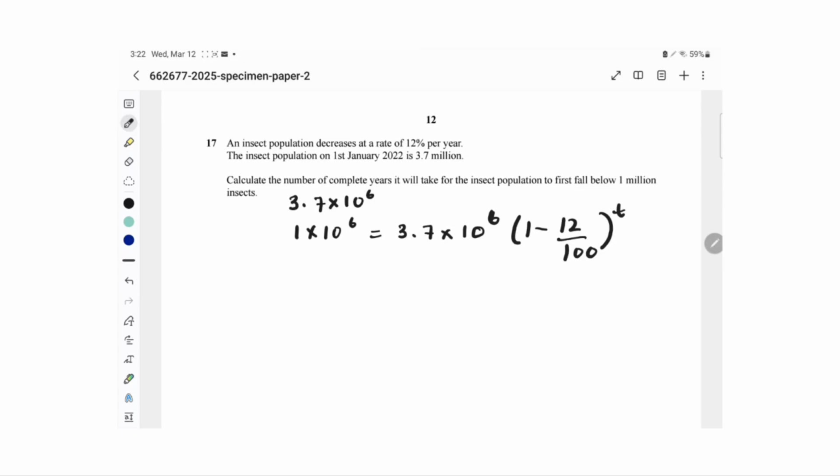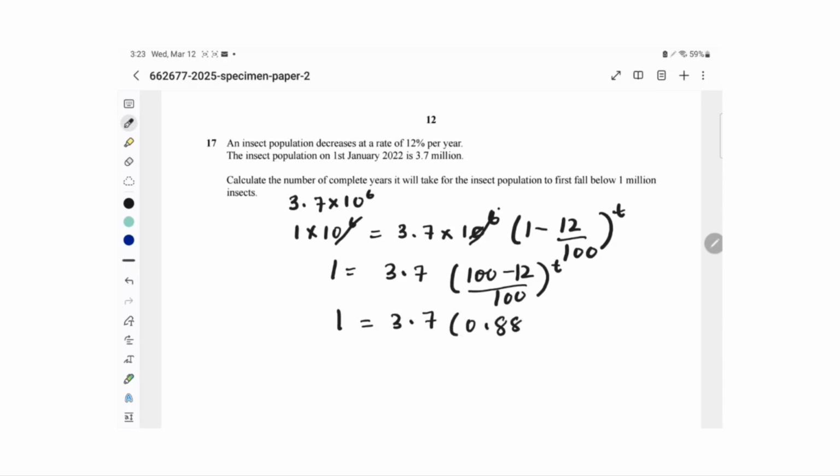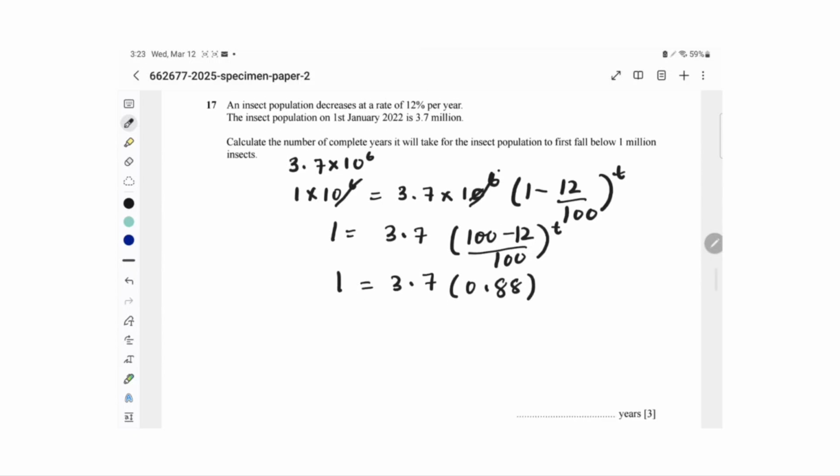So 3.7 million was the population in 2022. All right, they're asking how many years it will take. So just cancel 10^6 and 10^6. You can see that 1 = 3.7 × (1 - 12/100). That will be (100 - 12)/100, that is 88, that is 88%. So 1 = 3.7 × 0.88^t, because it is 88 over 100.